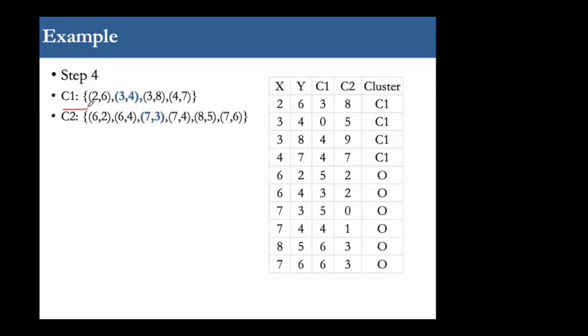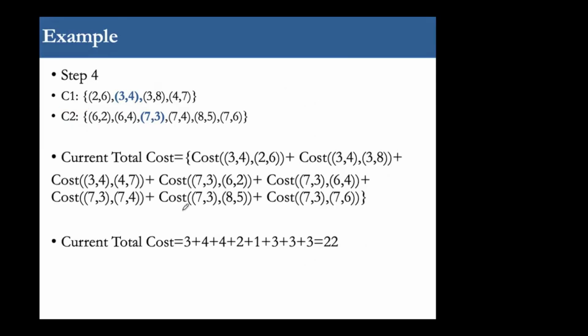So this is cluster 1 and this is cluster 2. For cluster 1, this is the cluster center or medoid value, and for cluster 2, 7, 3 is the new medoid value, and for this we need to calculate the total cost. The same method we used before, we need to use. So I have calculated the total cost here. The total cost is 22. Previously we got the total cost as 20. Keep that in mind.